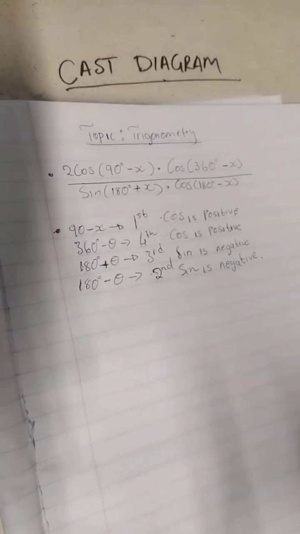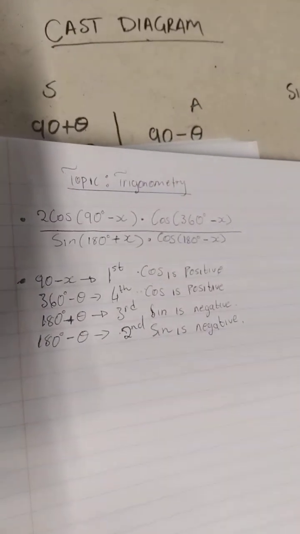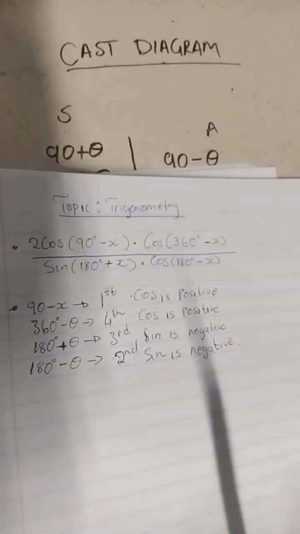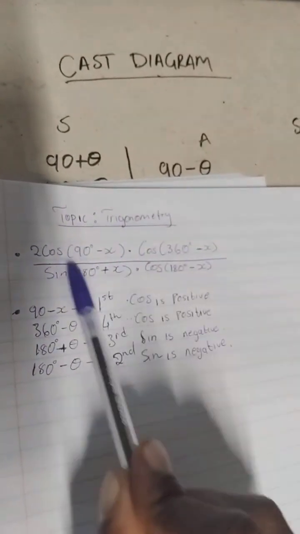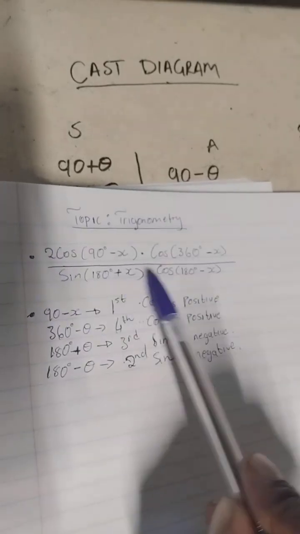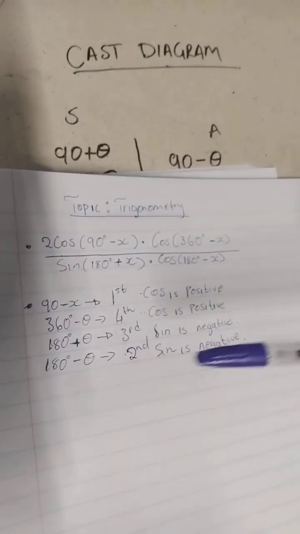You were supposed to say cos is negative in the second quadrant. What do you mean? Cos is covered by what? Watch here. Focus, guys. This is the expression that I'm focusing on.